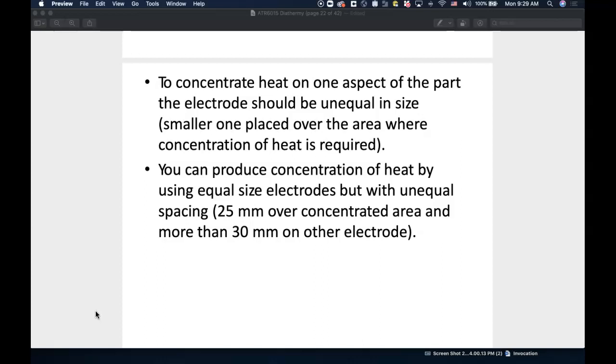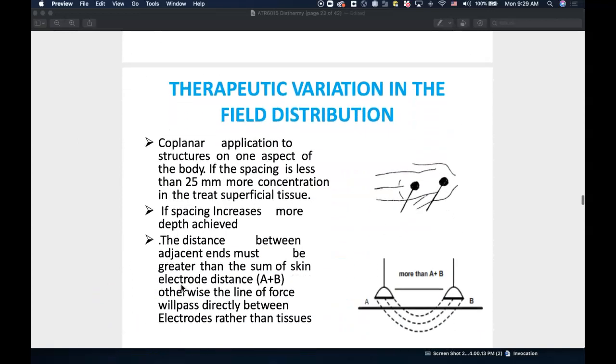What I also know about diathermy is that you can produce concentration of heat by using equal sizes of electrodes, but unequal spacing. Does that make sense? So you'll have to do something like place one electrode 25 millimeters over a concentrated area and more than 30 millimeters on the other electrode away from that site. So you can do it one of two ways, changing the size of the electrode or changing the distance of the electrode, so that one of them is over or very near the concentrated area, and the other is further away from the actual desired treatment area.